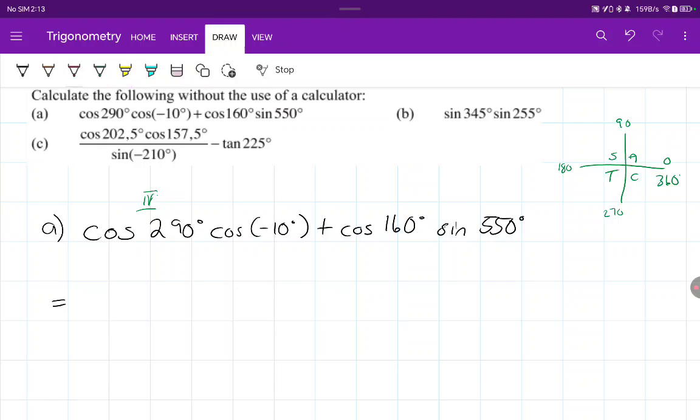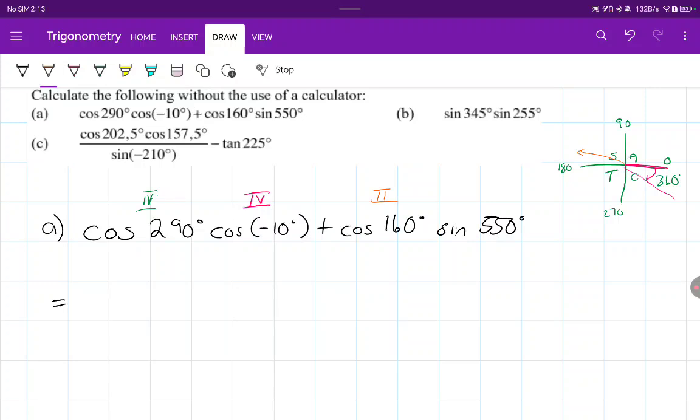Okay. Cos of negative 10. Now remember how we do this. Negative 10, you're going to start at 0 and you're going to go in the opposite direction. So it's going to be somewhere in the 4th quadrant. Okay, cos of 160. 160 is less than 180, so it's over here somewhere in the 2nd quadrant.